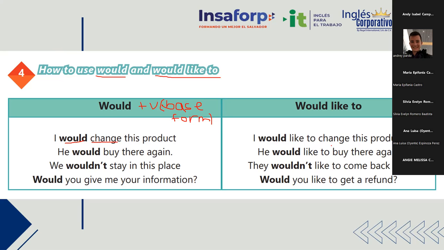Exactly, exactly. Ya el otro verbo queda ya va en infinitivo. Exacto. Y el otro verbo queda normal. Decimos, I would like to change. I would like to change this product. He would like to buy. Y siempre este verbo, el segundo, va a ir en forma base, ¿verdad? Este verbo va en forma base.